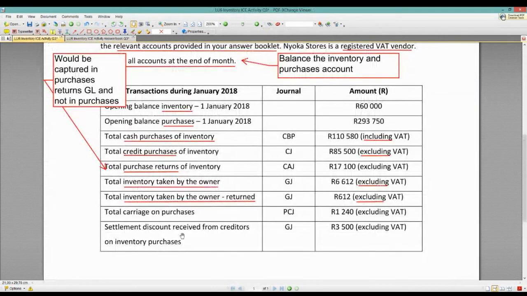Okay, let's see what other information. Total carriages on purchase. Will carriages on purchase be captured to your purchases account? Yes or no? What do you guys think? Maseko, Saliwe, what do you think? Will you capture carriage on purchases to your purchases account?